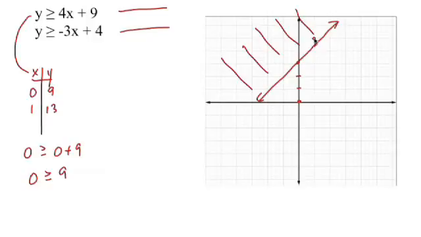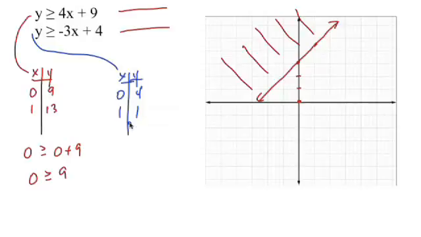All right, second point we'll do, or second line, we'll graph in blue. Create a separate XY chart here. Start with a 0. -3 times 0 is 0, plus 4 is 4. Then we'll substitute in a 1. -3 times 1 is -3, plus 4 is 1. So graphing these 2 points, 0, 4, we just used it on the other line. Then 1, 1 is right here.